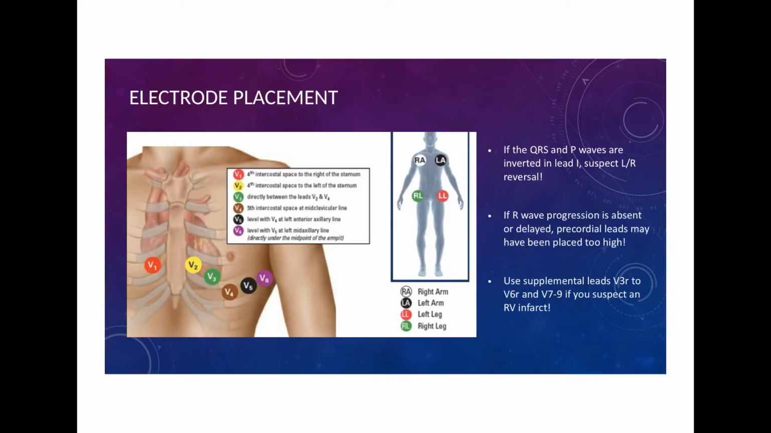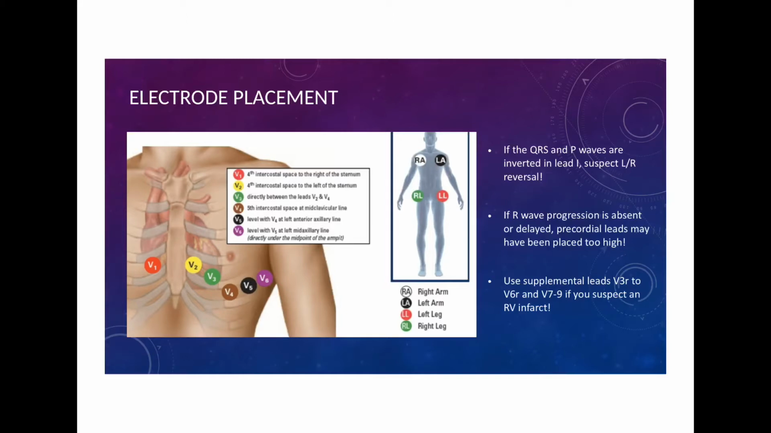Now, it's important to know how to position these electrodes properly, because if they're not positioned properly, that can cause artifacts and lead to improper interpretation of the ECG. So one common error is that the left and right arms get flipped, usually because of the improper labeling of the electrodes. And the most common way you'll see this is if you look in lead 1, you see inversion of the QRS and P waves.